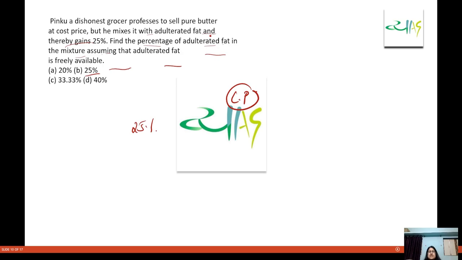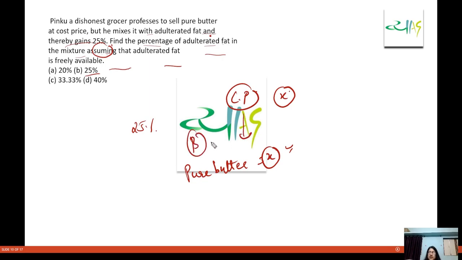So when he is gaining, let us say pure butter cost price is X. So he's selling to us at X rupees. But he mixes it with adulterated fat and thereby gains 25%. So this is the cost price of butter. So what is his real cost price, at which he mixes and sells? Let us take R for the real cost price, okay? And this X is 25% more, so this is 1.25 of R. So R is equal to 1 by 1.25 into X.